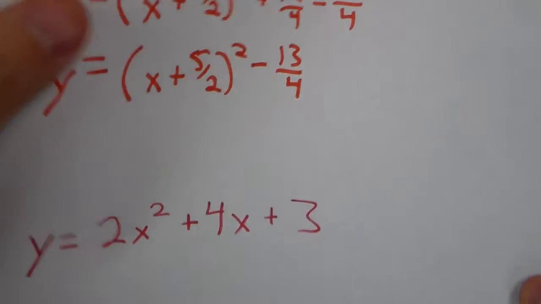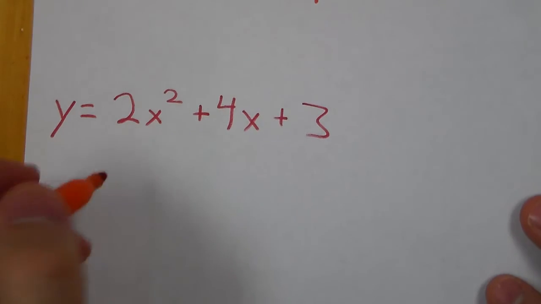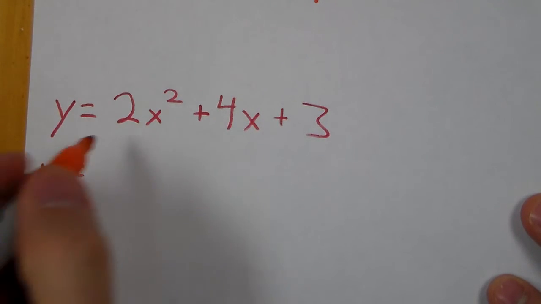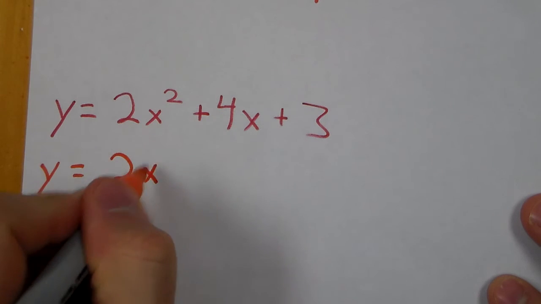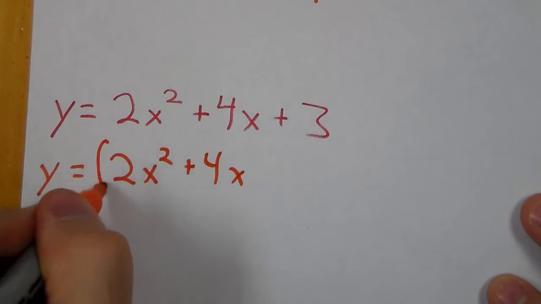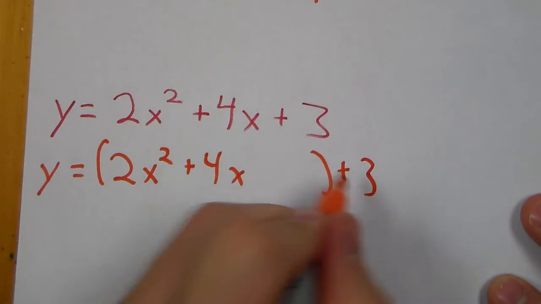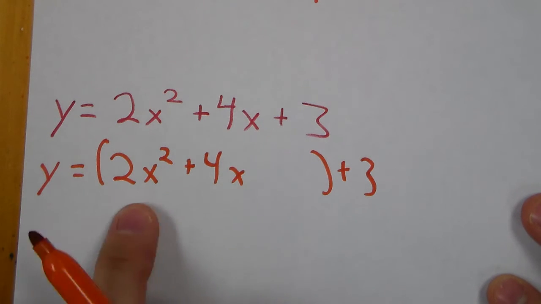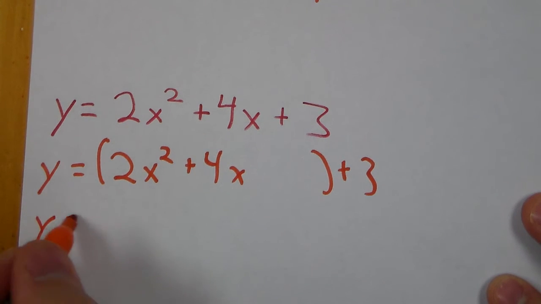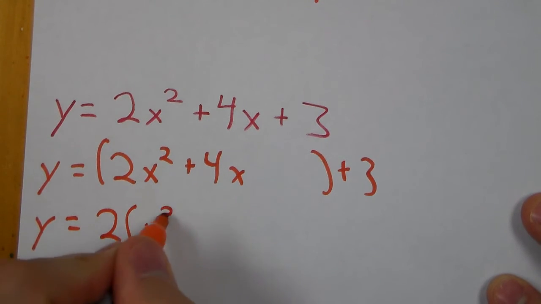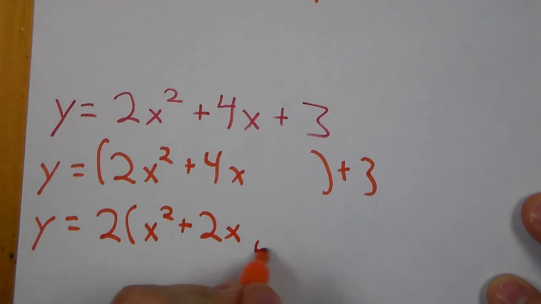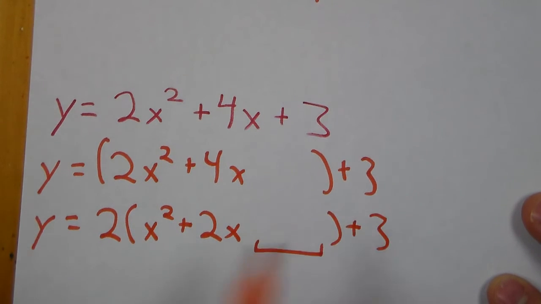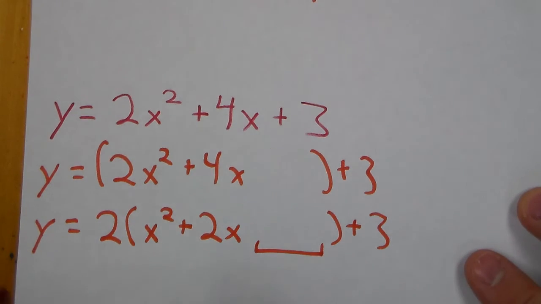Now what happens when we have a coefficient on the x squared? We're still going to start off the same way, but this time I'm going to set it up here. Since I notice I can factor a 2 out from the parentheses, I'm going to go 2 times the quantity x squared plus 2x plus a missing term, 3 there. So what do I want to put in there? Well, half of 2 is 1, squared is 1.